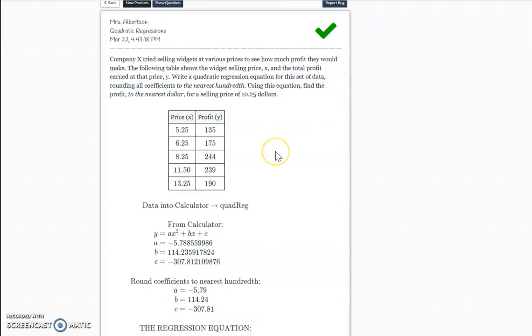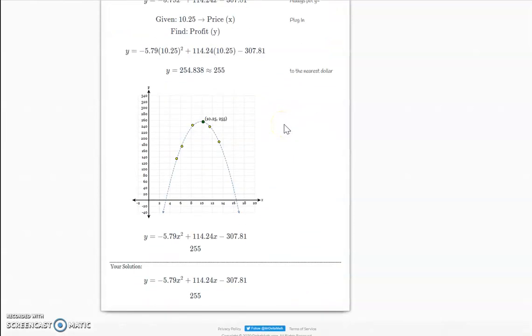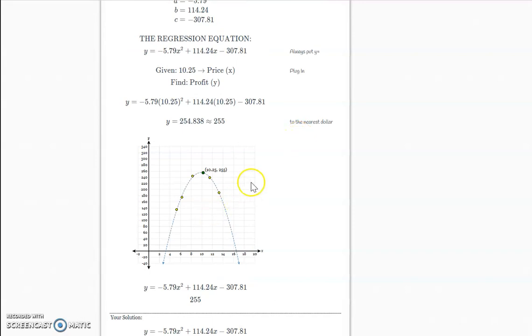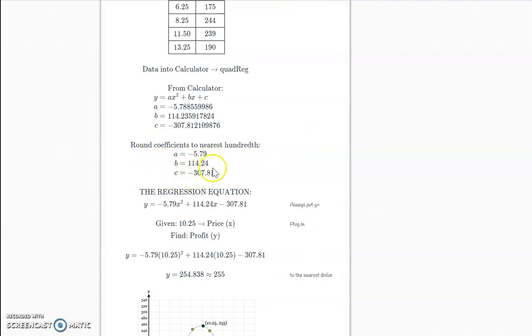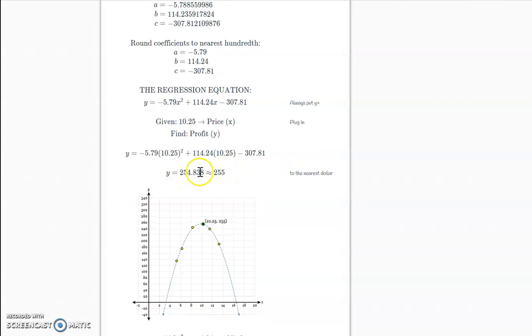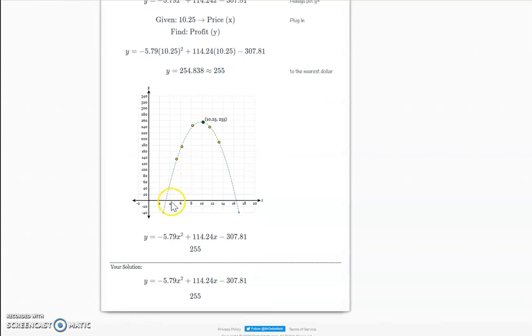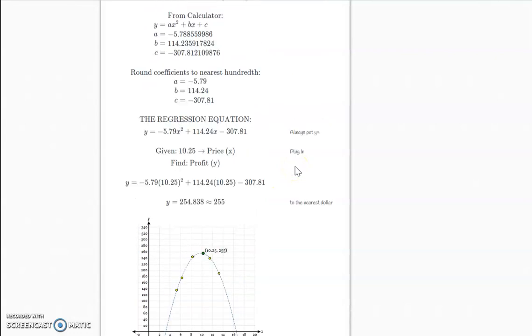But here's the thing. If you scroll down, this shows you everything that you should have done, including what the graph looks like. So you can see that it, in fact, is a quadratic. So this is what we got from our calculator. We rounded this way, filled in the equation, always put y equals, then we filled in the 10.25 for x, we got our answer, and we rounded it to the nearest dollar, and here is a graph. So this was our scatter plot. We got the curve of best fit here, looks fantastic. We can see why the R value was 0.997 or whatever it was.